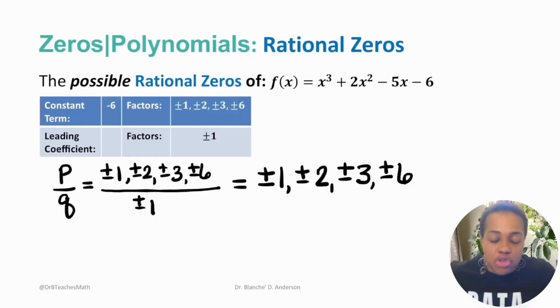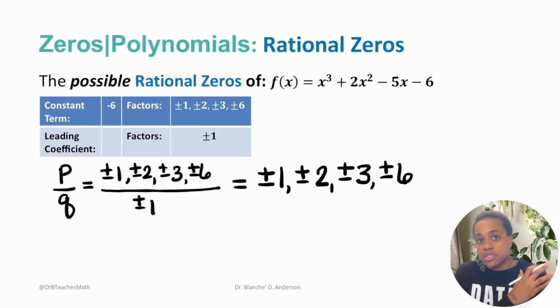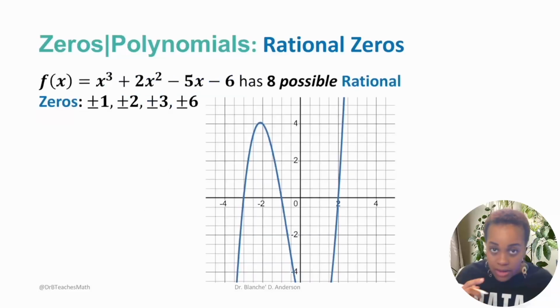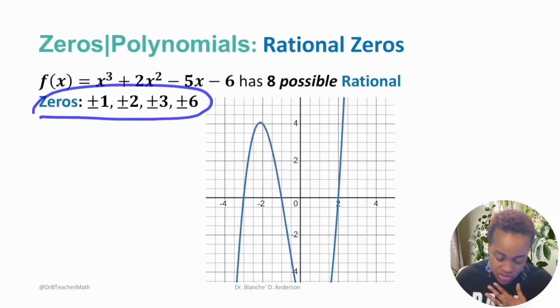You want to make sure you know where to start, because a lot of students ask, where do I start? Well, start with the rational root theorem so you can see what possible numbers can I have as roots. And to prove that it has these, I'm going to show you this graph. Now look at this graph here. So we know that these are the possible rational zeros, but as you notice, there's only 3.